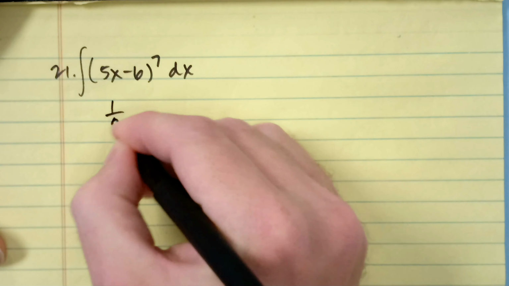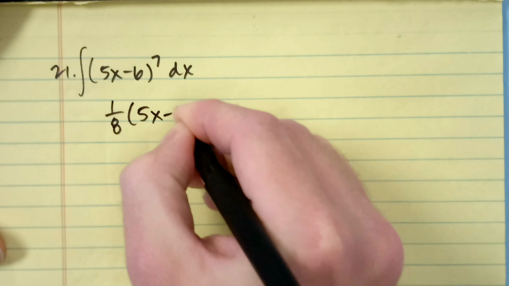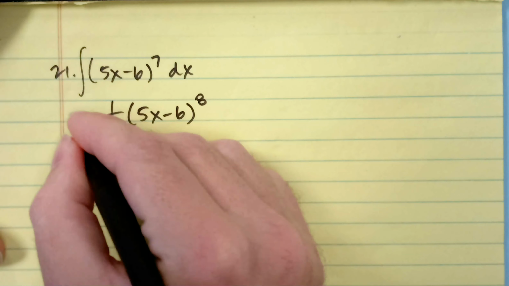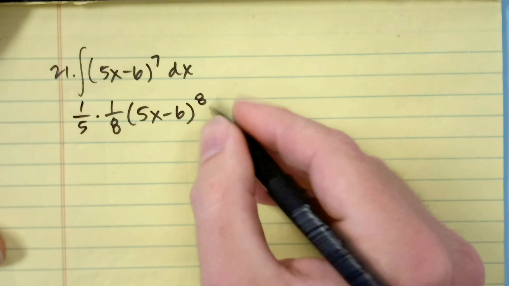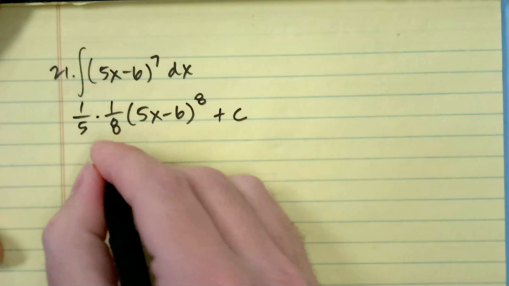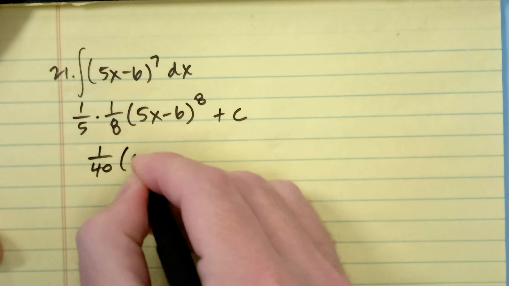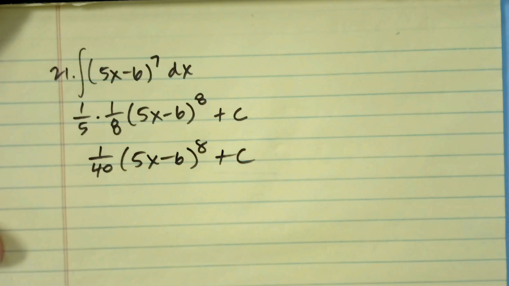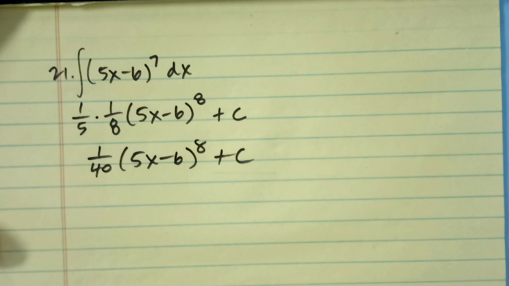So 1/8 of 5x minus 6 to the 8th, but I would need to multiply by 5 for the chain rule if I was taking the derivative, so I'm going to divide by 5 when taking the antiderivative, and then I'll add a plus c. That's right there.